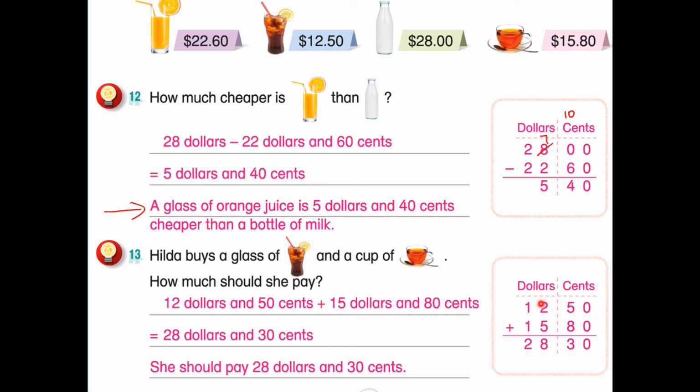Put them in the column form, and 50 cents plus 80 cents, we have 130 cents. So we can put the little 1 up here to indicate 130 cents. So 1 plus 2 plus 5, we have 8. And then 1 plus 1, we have a 2 here. So the answer would be $28.30. She should pay $28.30.